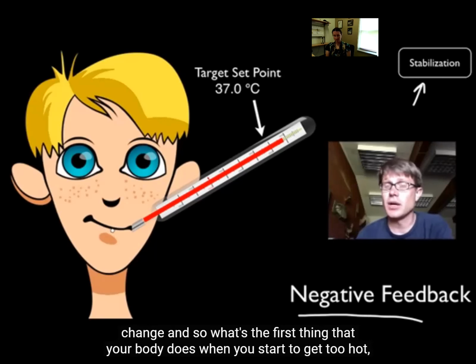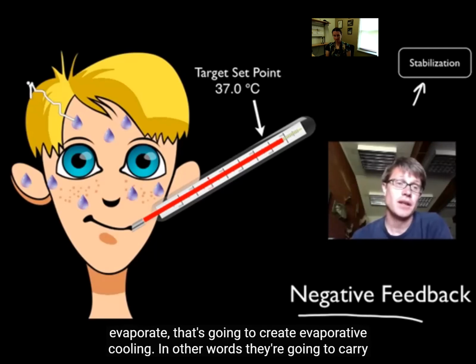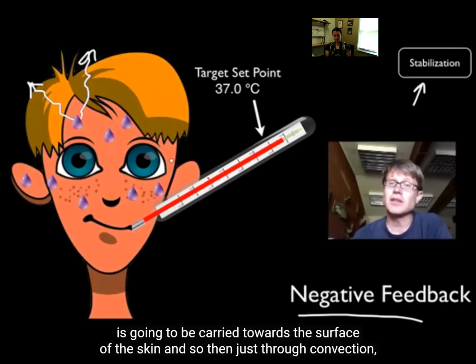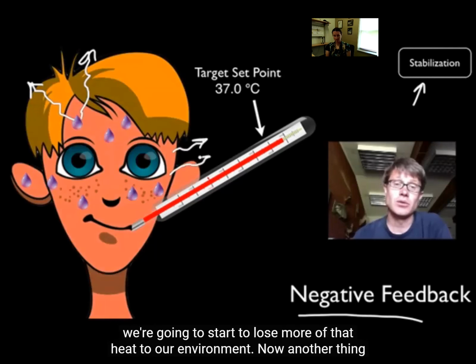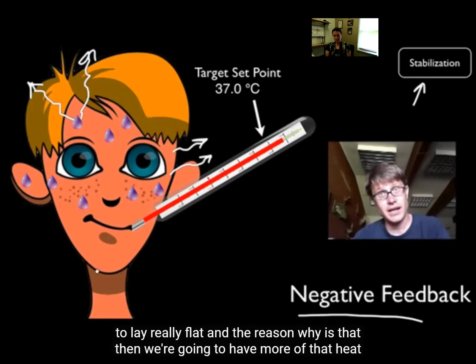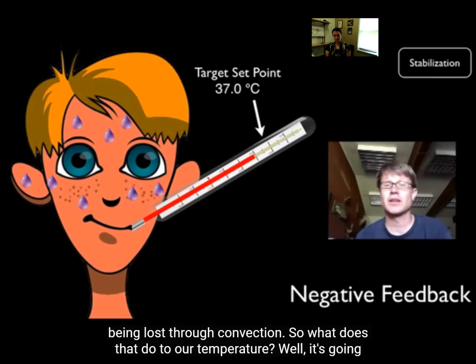And so what's the first thing that your body does when you start to get too hot? You're going to sweat. And so what does that do? Well, as these water molecules evaporate, that's going to create evaporative cooling. In other words, they're going to carry a little bit of heat with them. You'll also start to vasodilate. In other words, the blood is going to be carried towards the surface of the skin. And so then just through convection, we're going to start to lose more of that heat to our environment. Now, another thing that would happen if we had fur, which we don't really have, is that fur is going to lay really flat. And the reason why is that then we can have more of that heat being lost through convection. So what does that do to our temperature? Well, it's going to drop.